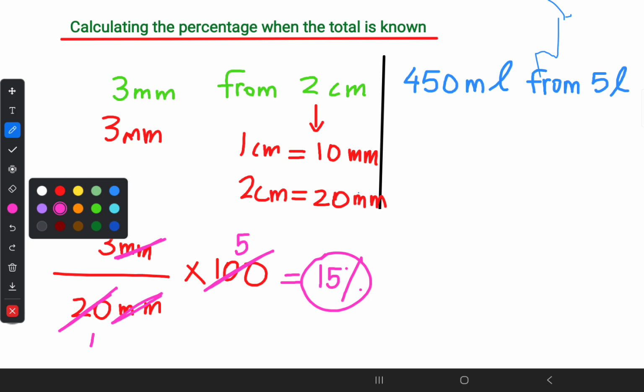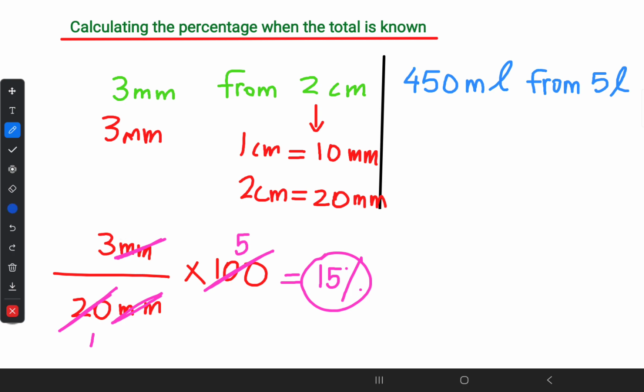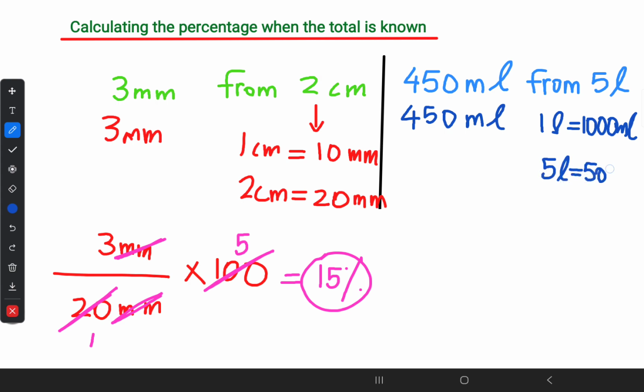Now let's move to our next question. In the next question, we have milliliters and liters. 450 milliliters still remains the same. You should convert liters to milliliters. Know that 1 liter is equal to 1000 milliliters. So 5 liters should be 5000 milliliters, not 500. It should be 5000 milliliters.